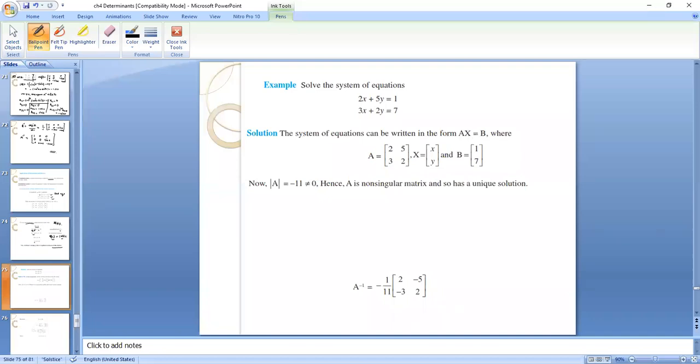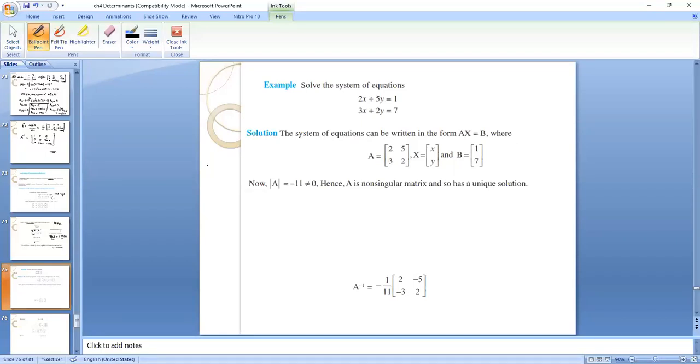A will be the coefficients 2, 5, 3, 2. X will be the unknowns x, y, and B is the right hand side. So this is AX is equal to B, because when I multiply A with X, I'll be getting the same equations. Then we will check whether the matrix is invertible or not. For checking whether the matrix is invertible, we will find the determinant.